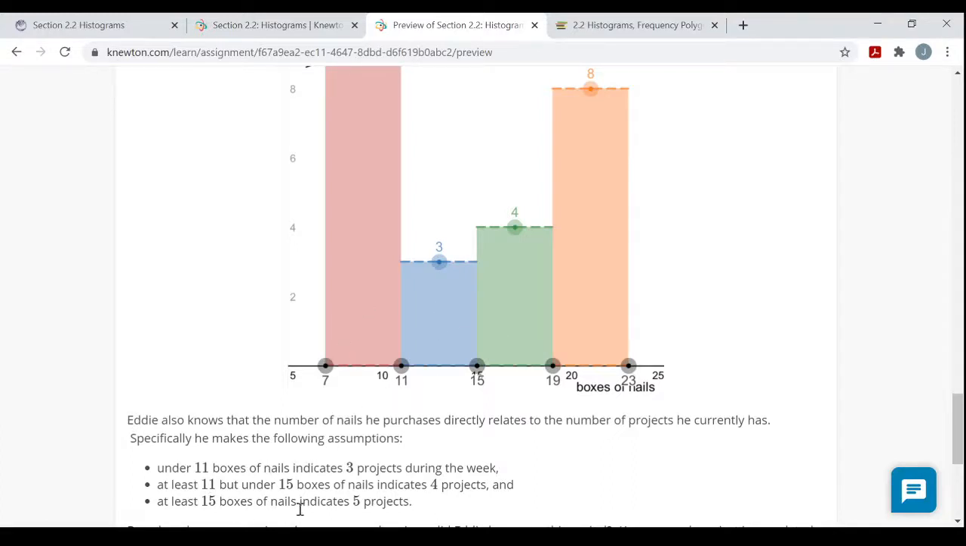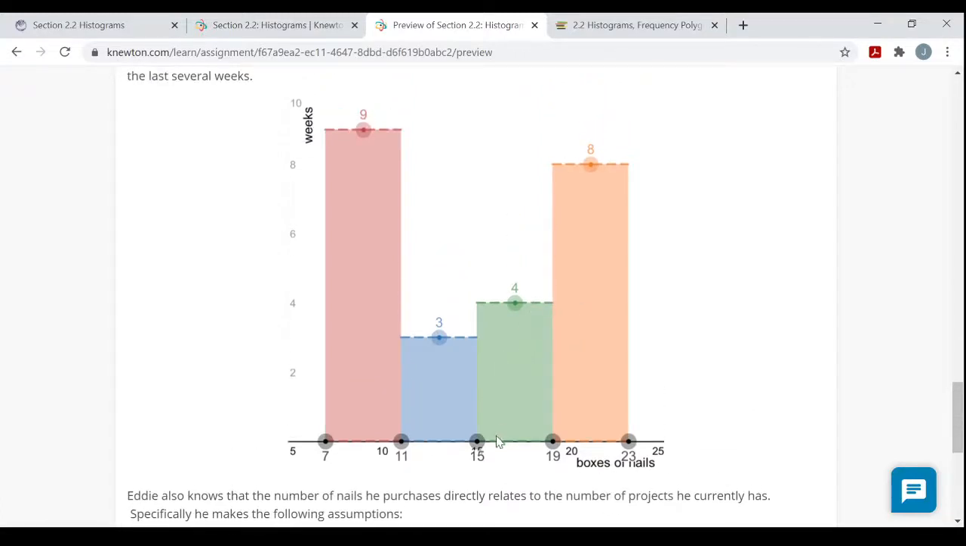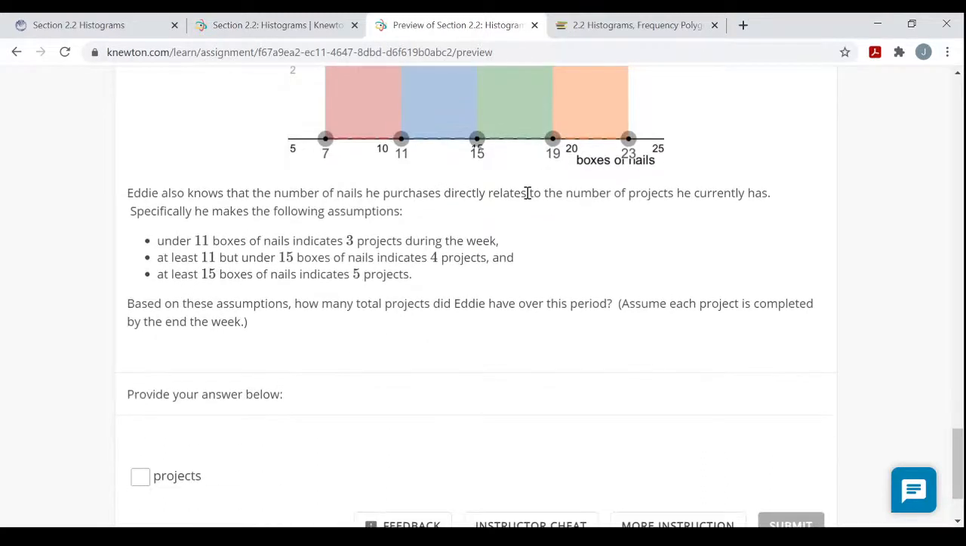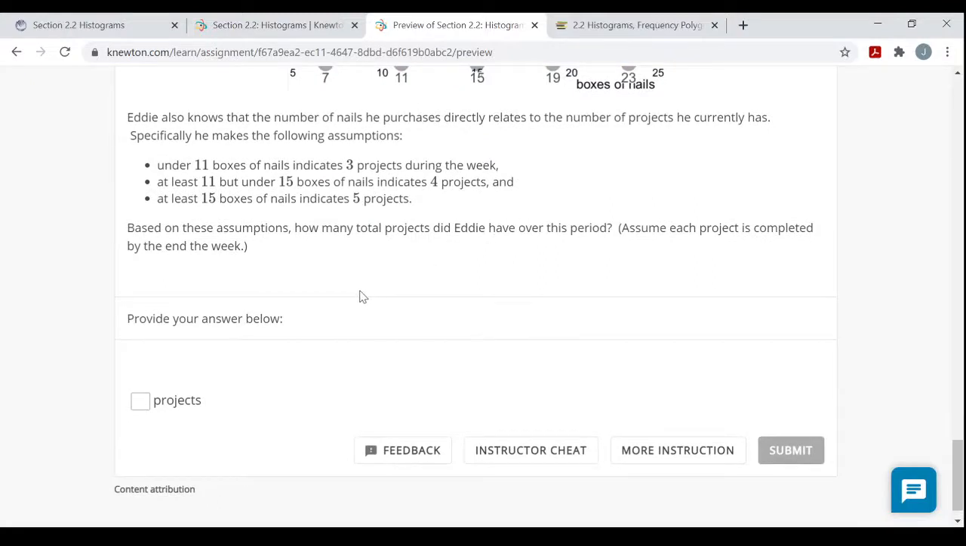And then 15 or more boxes of nails were 5 projects a week. How many weeks did he order 15 or more boxes? That's these last 2 rectangles. 4 and 8 is 12. There were 12 weeks where he ordered 15 or more boxes of nails. So 12 weeks with 5 projects a week, that's 60 more. 12 times 5, 60 more projects. So add those up. 27 plus 12 plus 60. That'd be 99. 99 projects total over this period.